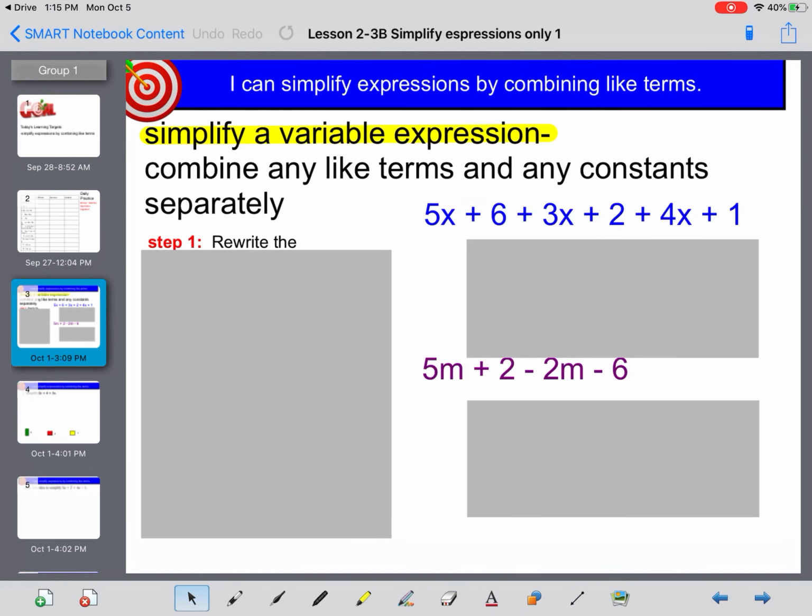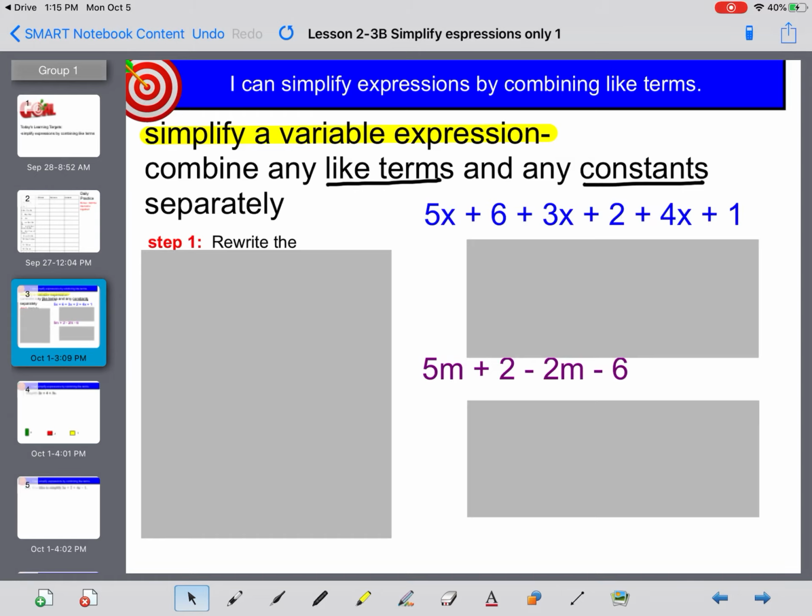The first thing we need to write down in our notes is how to simplify a variable expression. Remember, a variable or algebraic expression is simply a math expression that has letters in it. In order to simplify a variable expression, you are going to combine any like terms and combine any constants separately. You learned that like terms are terms that have the same variable, and that constants, by definition, are the terms that do not have a variable at all.